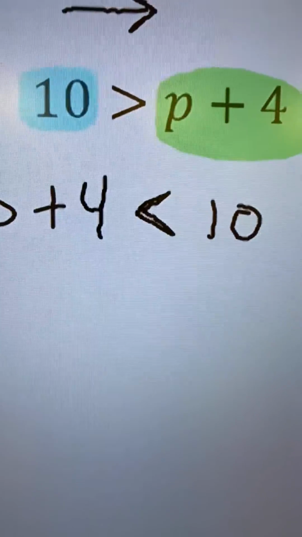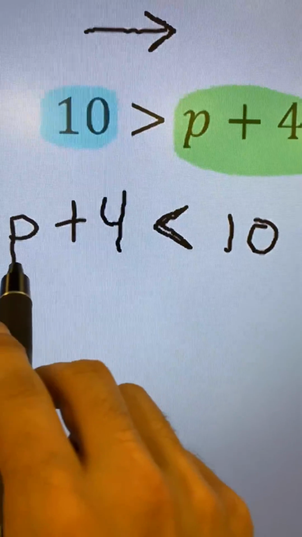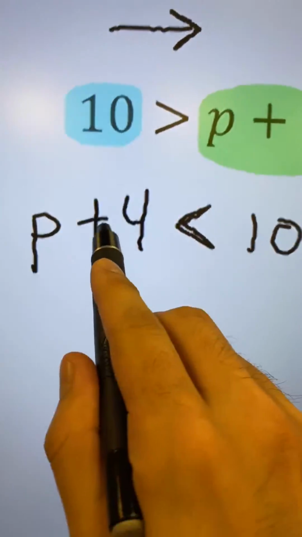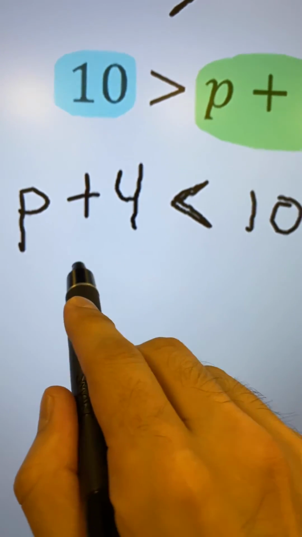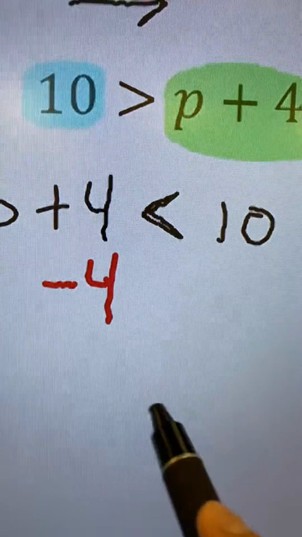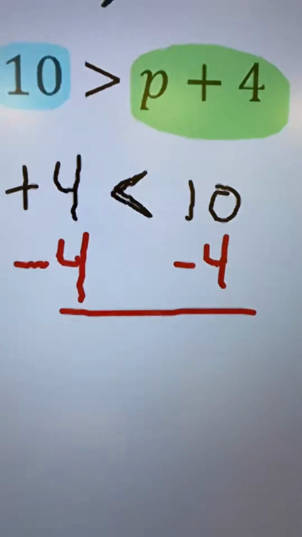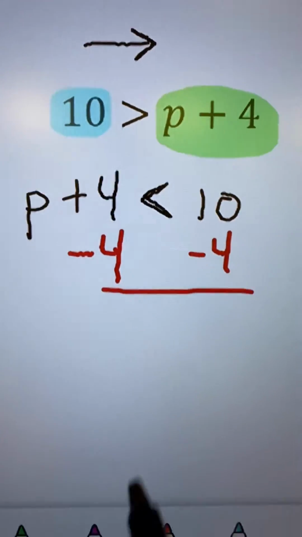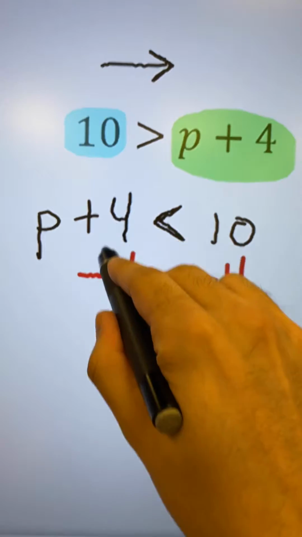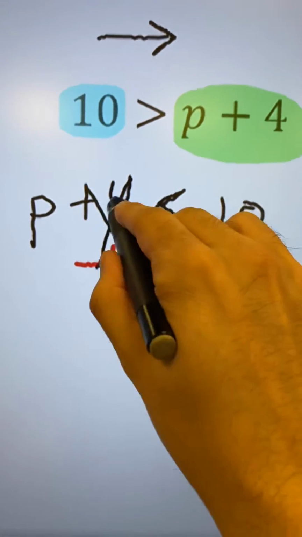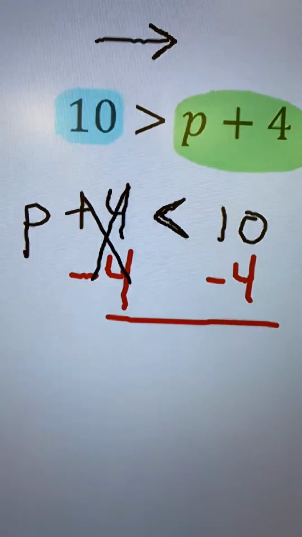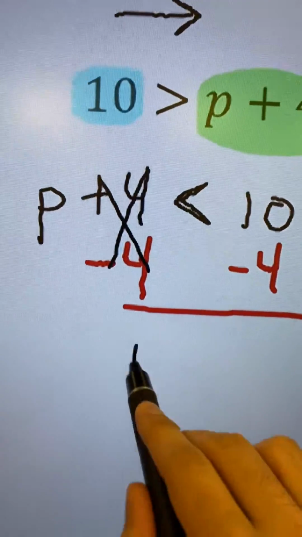Now to solve this, we want to isolate the p. So I'm going to make a 0 pair with the 4. Opposite of adding 4, subtracting 4. And then you have to balance the inequality, so do the same thing on the other side. Once I do that, I'm going to combine these. So simplifying, when you combine opposites, 4 positives and 4 negatives combine to be 0. That's why we call it a 0 pair. And then we're left with p.